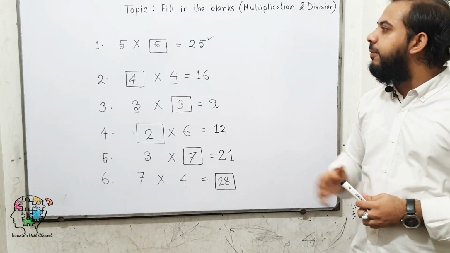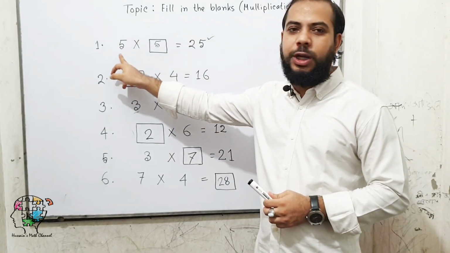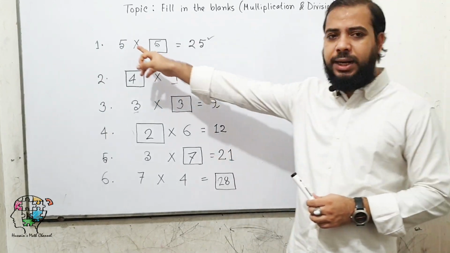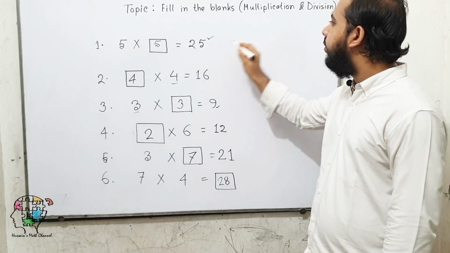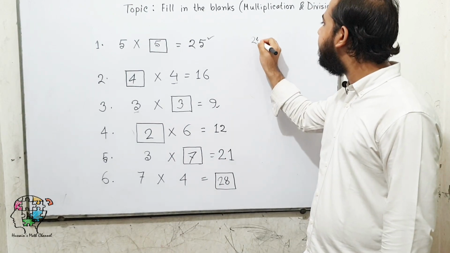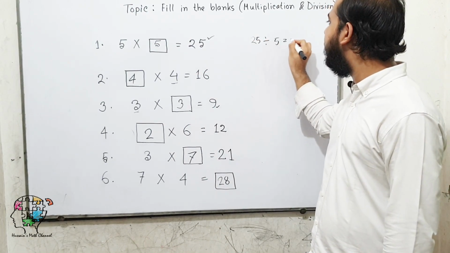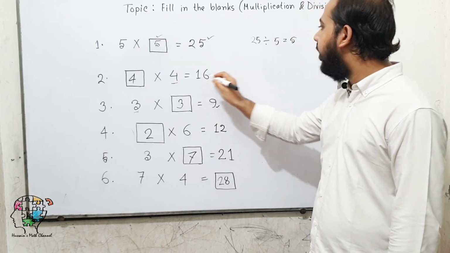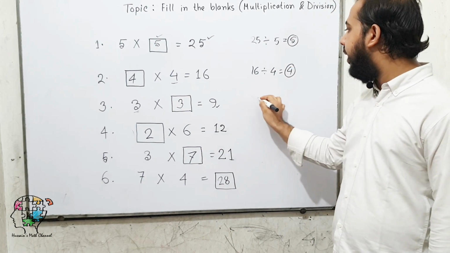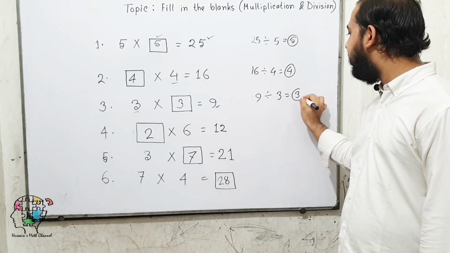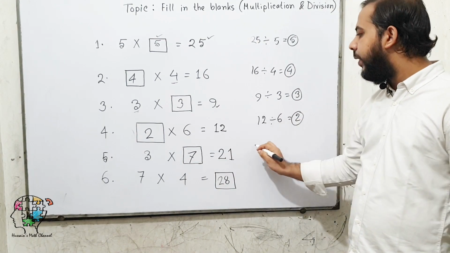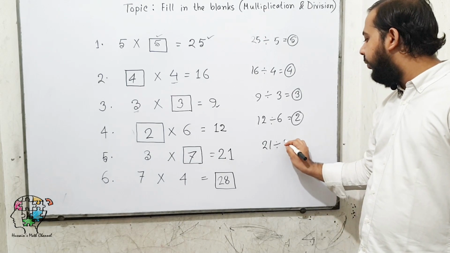Another technique is, if you divide the bigger number by the smaller one, you can also find the answer easily. For multiplication fill in the blanks, you can divide also. Like for number 1, 25 divided by 5 is equal to 5. So our blank will be 5. Here 16 divided by 4 is equal to 4. Here 9 divided by 3 is equal to 3. Here 12 divided by 6 is equal to 2. Here 21 divided by 3 is equal to 7.